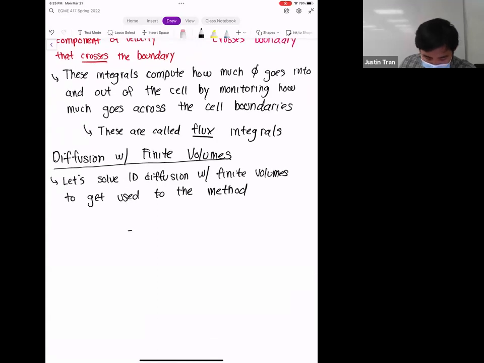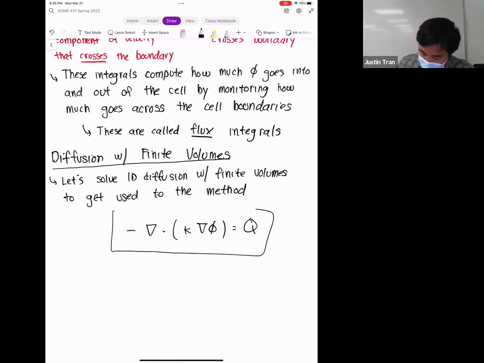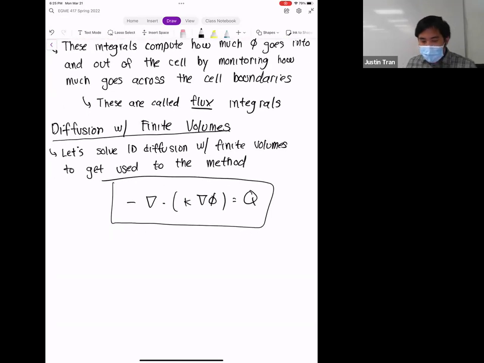Another way that we can express the diffusion equation in finite volume format is to take the nabla. The diffusion equation is given by minus divergence of k gradient of phi, equal to q. This is going to be our starting point. Just like we did with the general finite volumes, we're going to take this equation and integrate it over a cell.